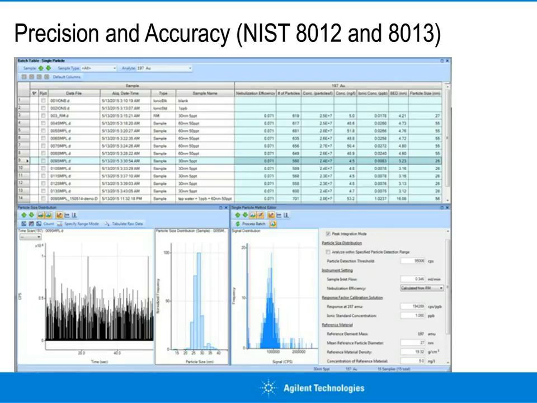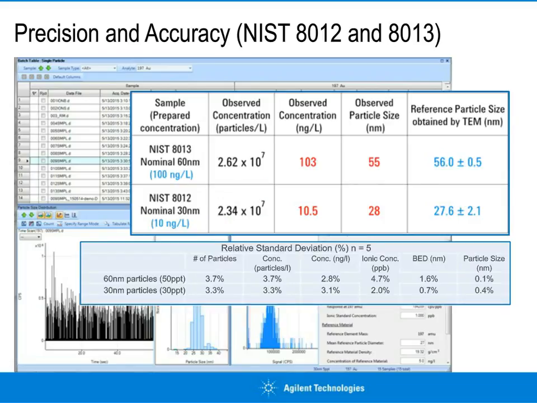And so again, we calibrated on an ionic solution, and then we ran 5 replicates each of the NIST 8013 60 nanometer and 5 of the NIST 8012 30 nanometer gold. The 60 nanometer concentration was 100 nanograms per liter prepared, and the 30 was 10 nanograms per liter.